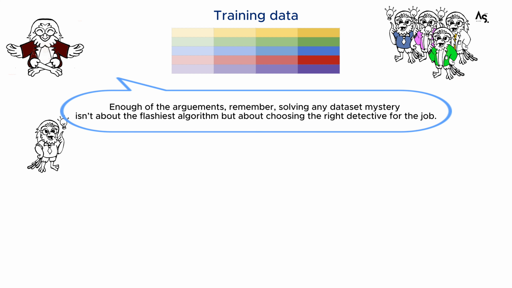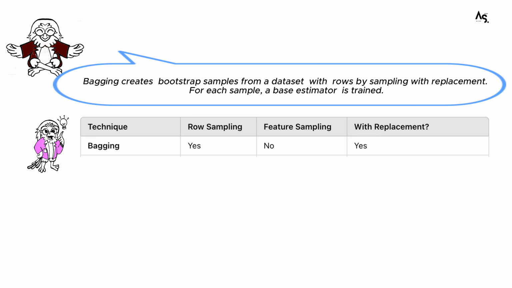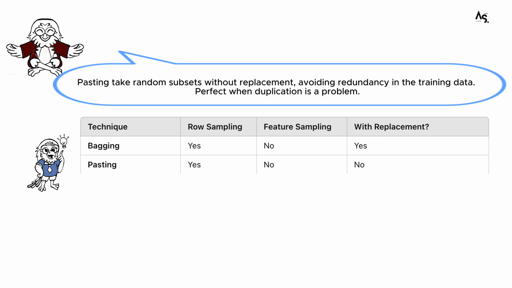Enough of the arguments. Remember, solving any dataset mystery isn't about the flashiest algorithm, but about choosing the right detective for the job. Bagging creates bootstrap samples from a dataset with rows by sampling with replacement. For each sample, a base estimator is trained. Pasting takes random subsets without replacement, avoiding redundancy in the training data. Perfect when duplication is a problem.